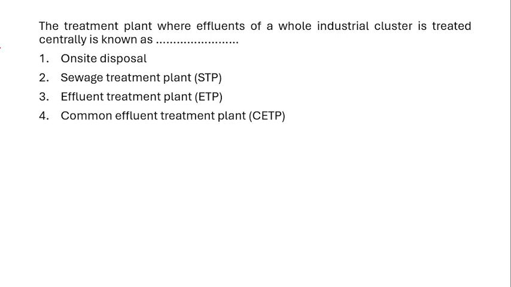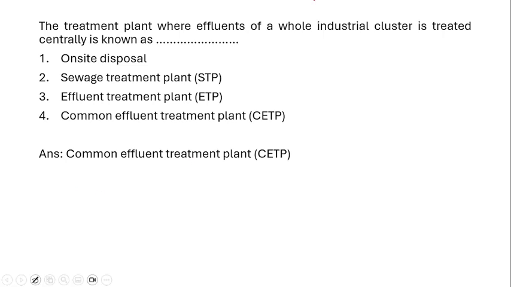Next question: the treatment plant where effluents of a whole industrial cluster are treated centrally is known as what? On-site disposal, sewage treatment plant, effluent treatment plant, common effluent treatment plant. The answer is very easy: common effluent treatment plant. Why? Here the effluent of the whole industrial cluster is treated. From all the industries it is treated, right? So it is CETP. That is the right answer.